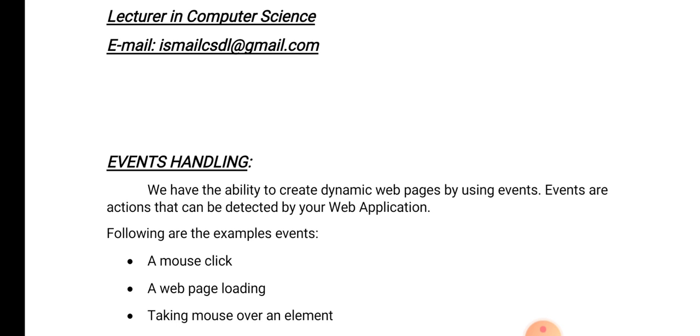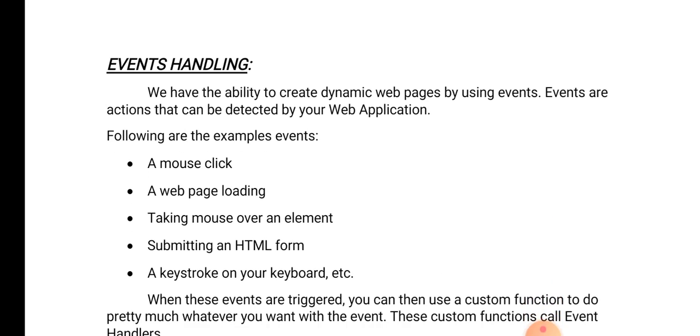For example, a mouse click means when you click on a web page using your mouse, a web page loading, taking the mouse over an element, submitting an HTML form using a submit button, a keystroke on your keyboard while you are on a web page. Like this, we have many event types.